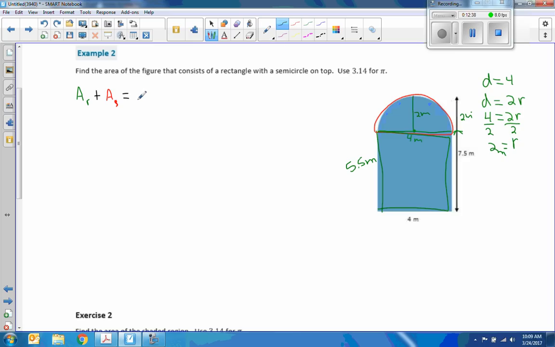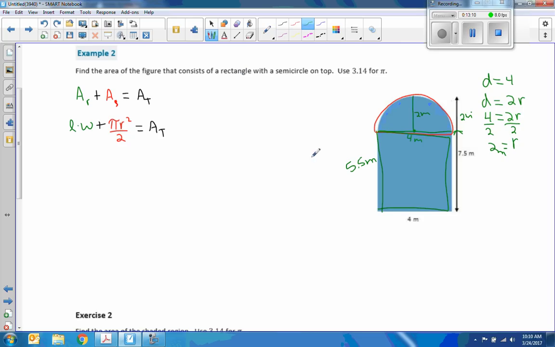Equals the area of the total region. I'll use T for total. So the area of a rectangle is length times width, plus the area of a semicircle. The area of a circle is pi r squared, but we only have half a circle, so we're going to divide that by 2. So we have length times width plus pi r squared divided by 2, a half a circle, is going to equal our area total.